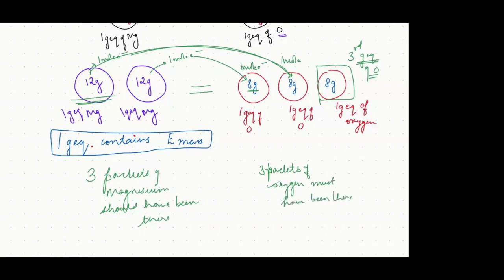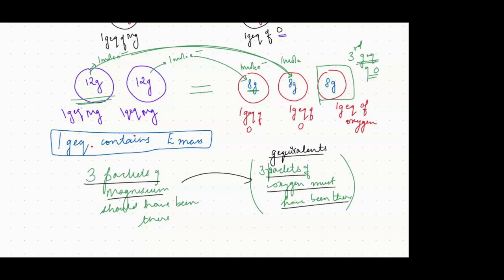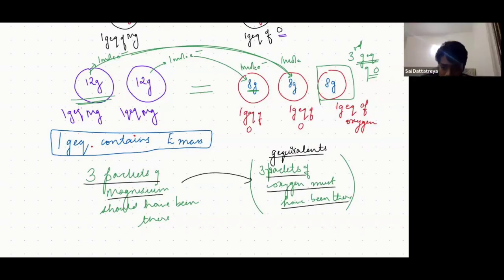So that exactly means what? That if we have 3 packets of magnesium, there must be 3 packets, that means gram equivalents, of oxygen. Are you understanding my point? Yes. Very, very simple and important. Okay? Got the point?